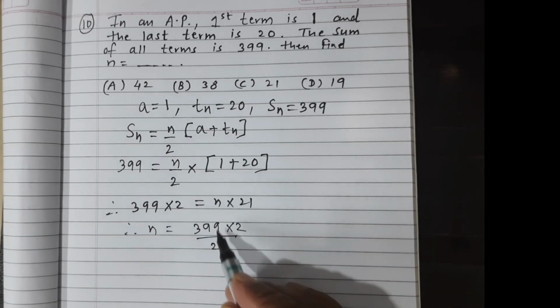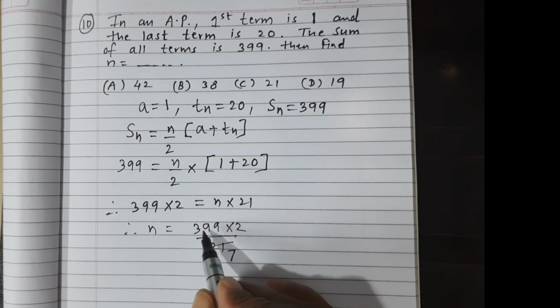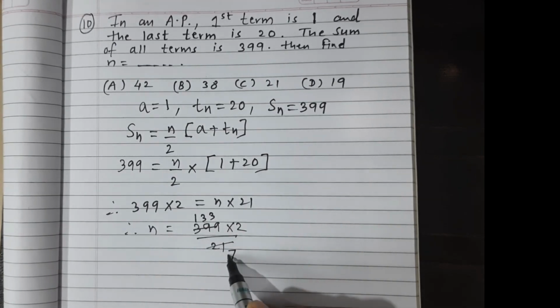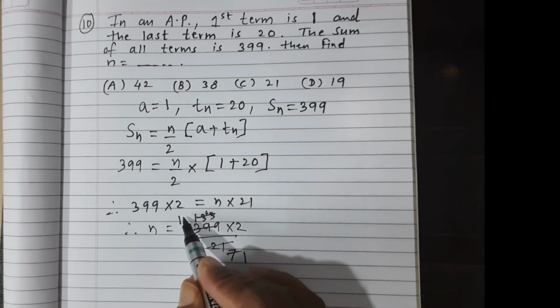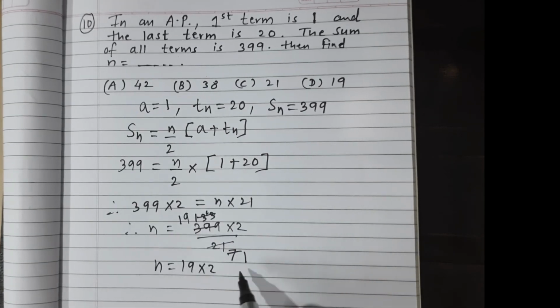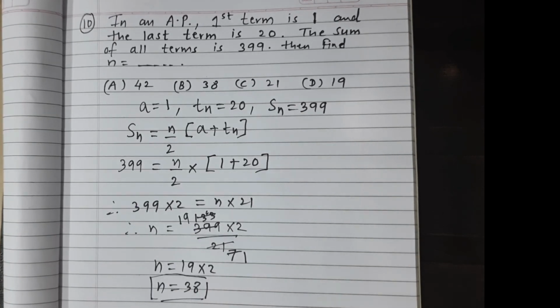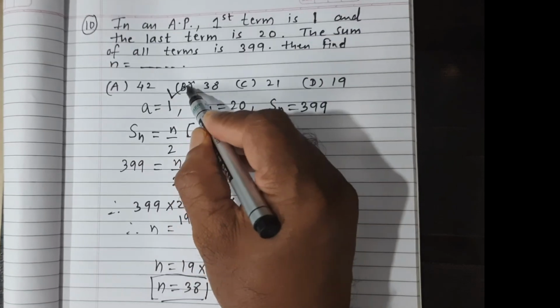Now we will divide both numerator and denominator. Here 3 sevens are 21, 3 ones are 3, 3 threes are 9, 3 threes are 9, 7 ones are 7, 7 nines are 63. So n is equal to 19 into 2, that is 19 twos are 38. So the value of n is 38. So the correct option is n is equal to 38. The correct option is option B.